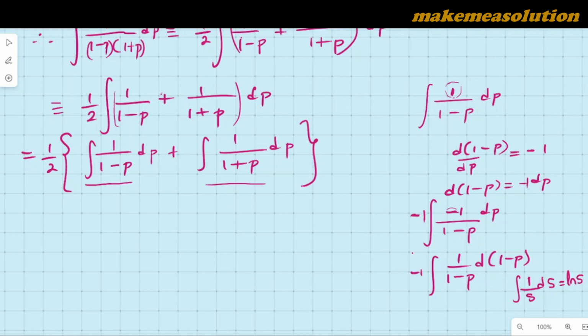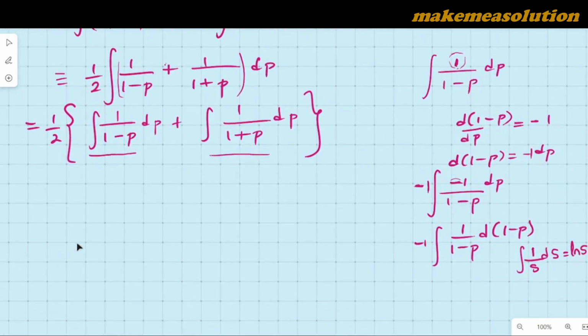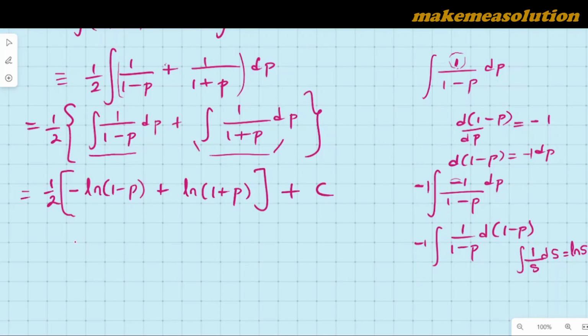That thing. Is that okay? Plus our integration constant. So when you integrate 1 over something d something, you get ln of that something. So in other words, I just want to apply it here. I'm going to get 1 over 2, then the big bracket. So this one is minus ln 1 minus p, then plus, if I follow the same principle and integrate this particular one over here, I'm going to get ln 1 plus p, okay. Then let's just say plus constant of integration.